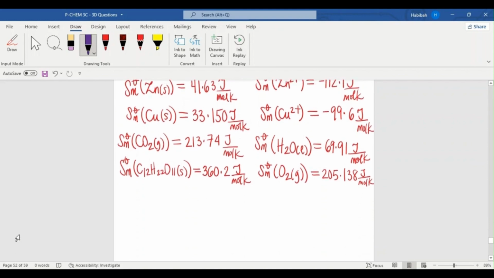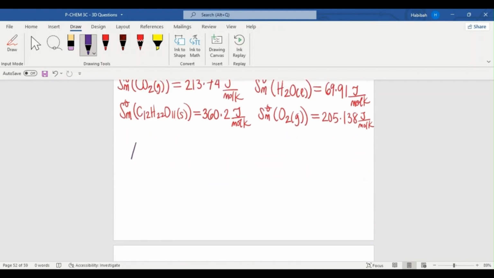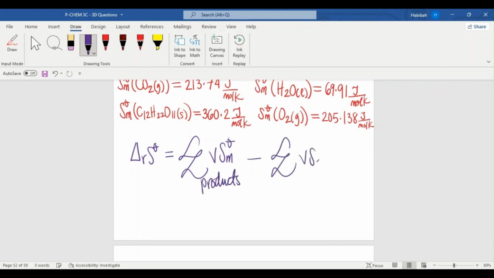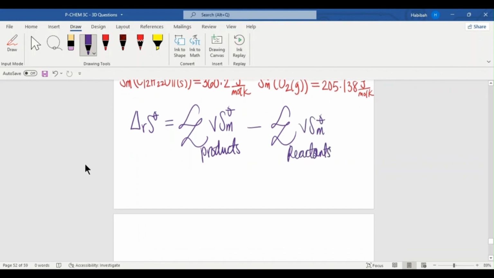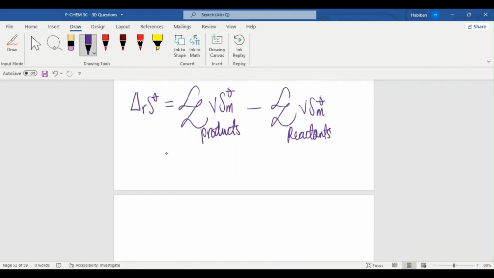So now that you've already written that down, the first thing you have to do is whenever you're asked to determine the standard reaction entropy, the formula for determining the standard reaction entropy is just simply the summation of the molar entropy for the products minus the summation for the molar entropy of the reactants. So this is how you basically determine it. And this formula can be applied to any of the different chemical equations. So let's start with the first question.